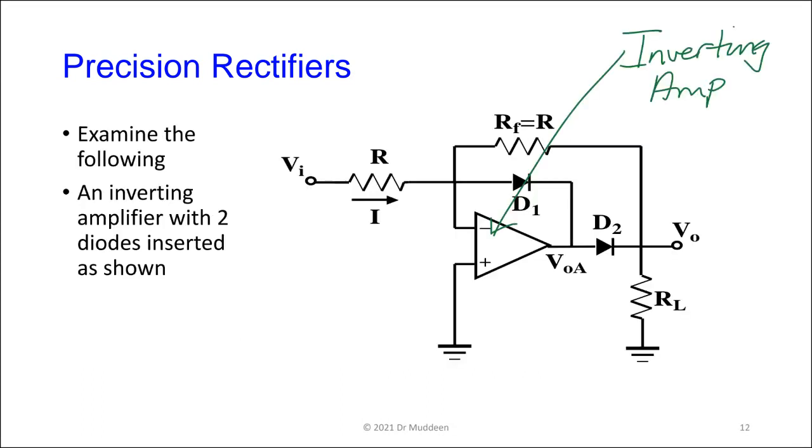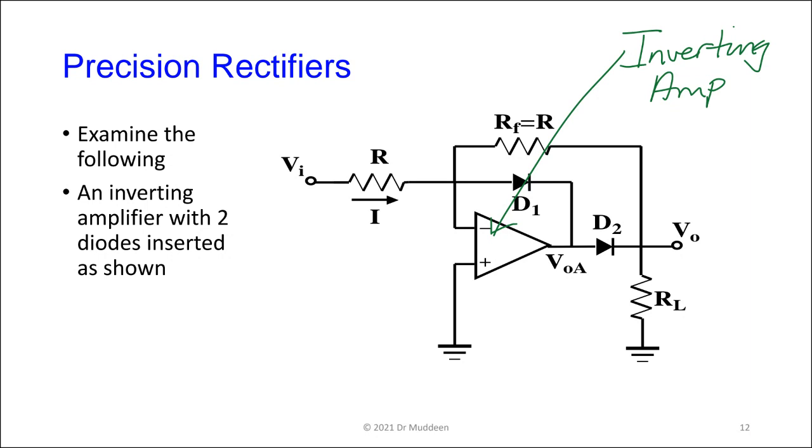So the first one is, let's look at this particular circuit. If you take an operational amplifier, forget the two diodes for the time being. We have a basic operational amplifier wired up as an inverting amplifier. So you ground the non-inverting terminal, and you have an R in and an RF. And then what you do is connect two diodes as shown.